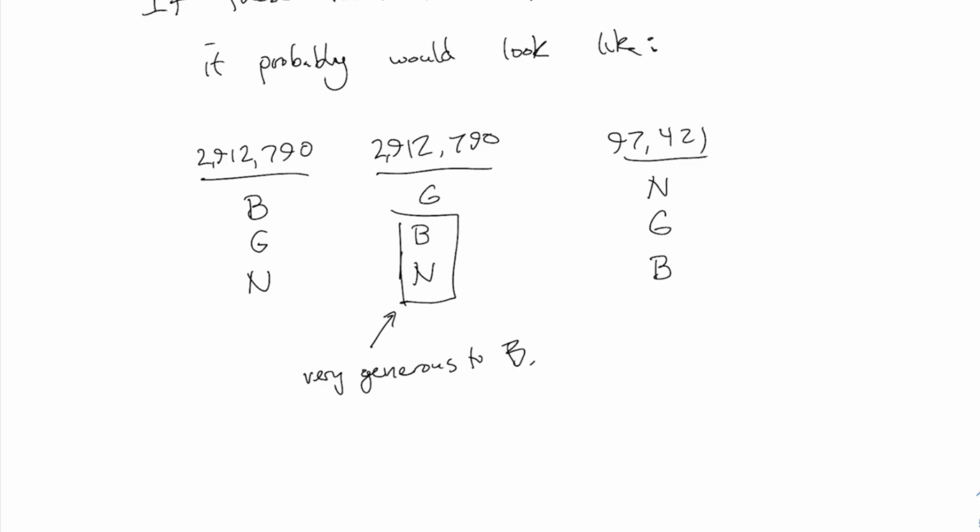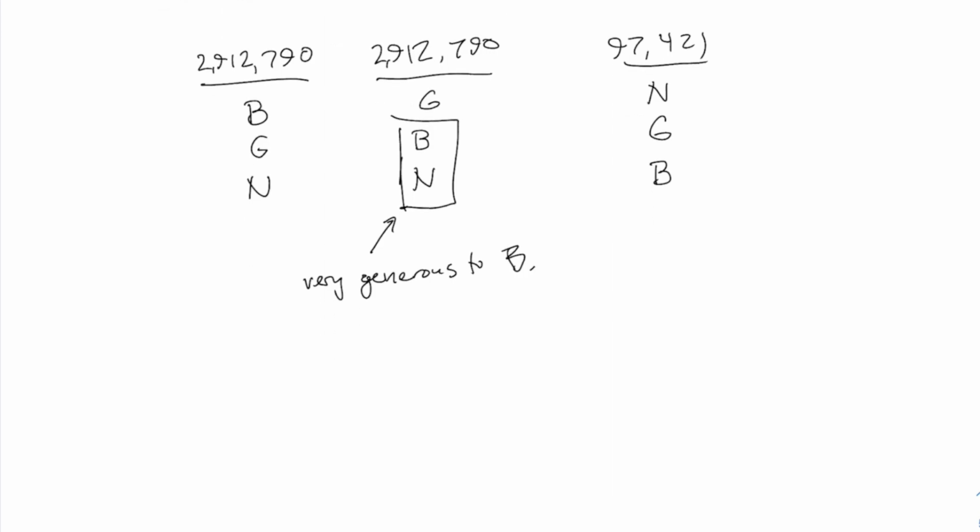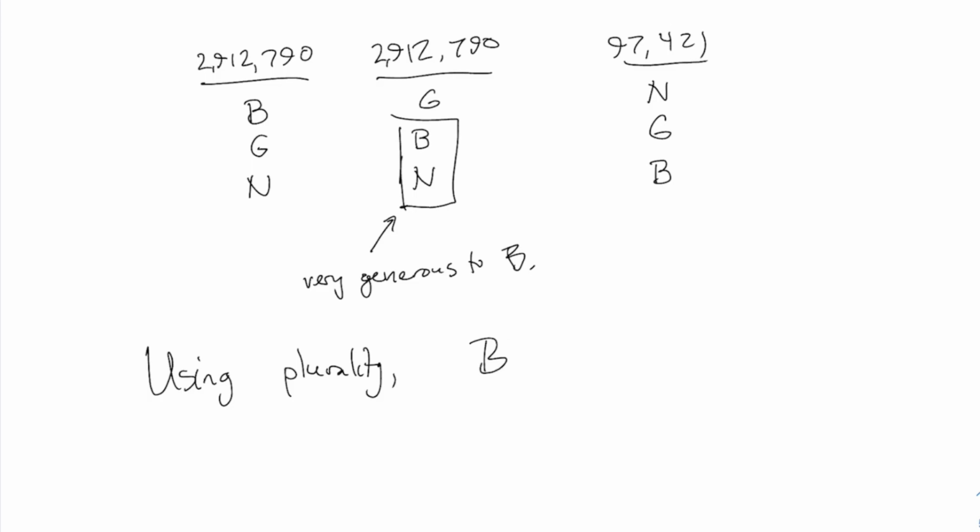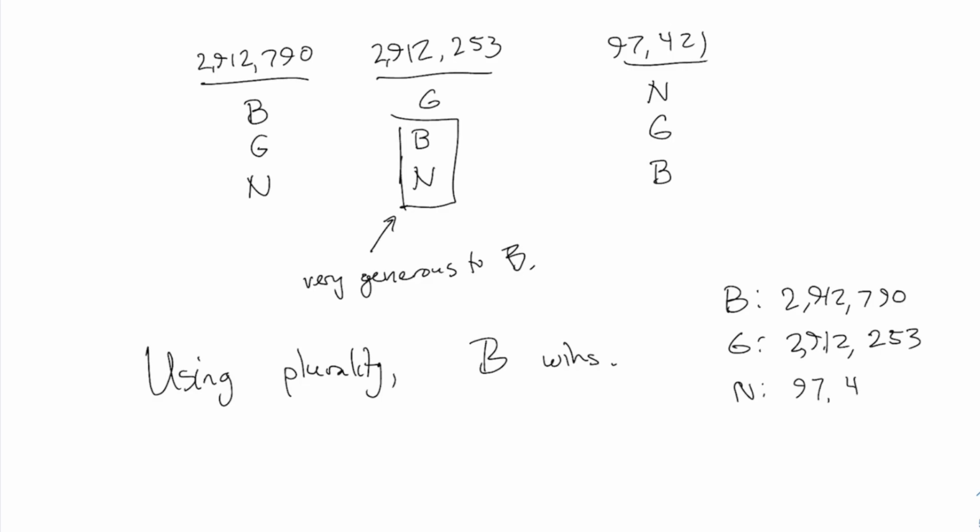And now I would like to look at this election using the plurality system, which is what actually happened in the real world. Bush wins, right? Because if you write down the totals, Bush gets 2,912,790. Gore gets 2,912,000. What? I wrote the same number twice. Sorry, this should be 253. Sorry about that. And Nader, of course, gets chump change. All right? Bush is the winner, because that's how the plurality system works.